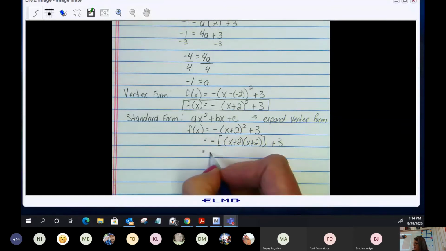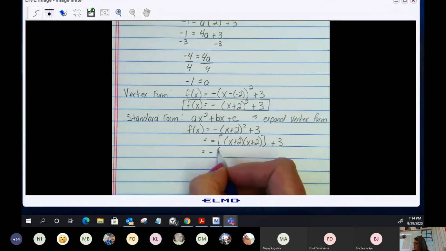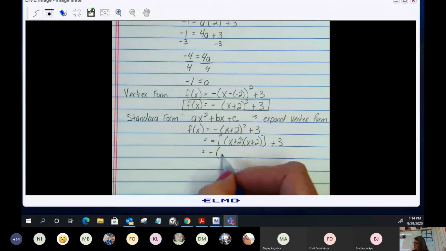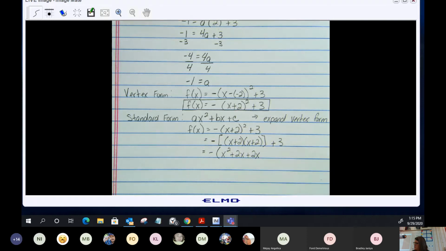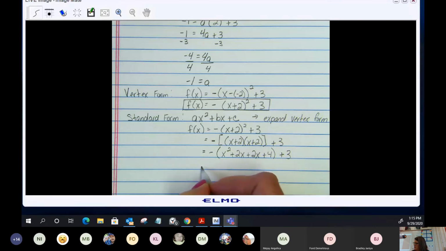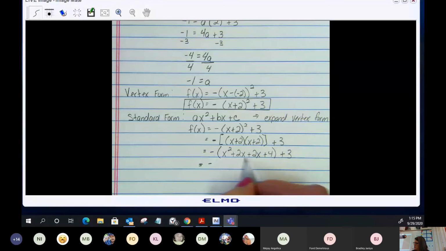Now again, think PEMDAS. I'm doing what's in the parentheses first, and I need to use the distributive property. So x times x is x squared. x times 2 is 2x. 2 times x is 2x. 2 times 2 is 4. Okay, I'm going to close my parentheses, plus 3. I've got this negative here. Let's just combine like terms.